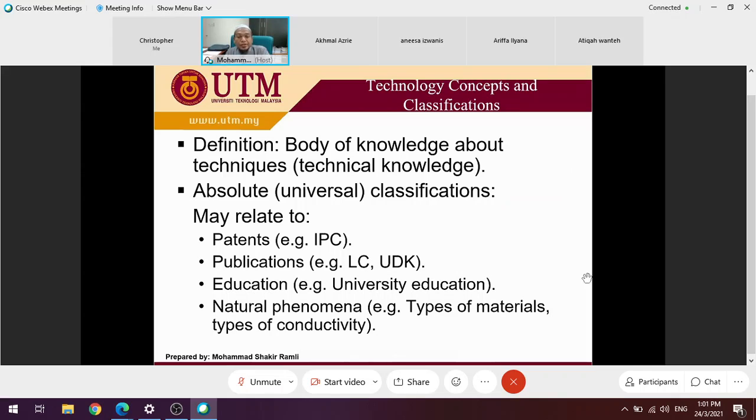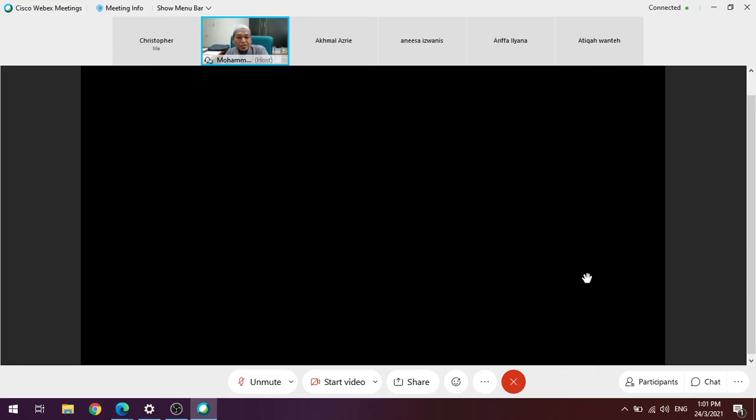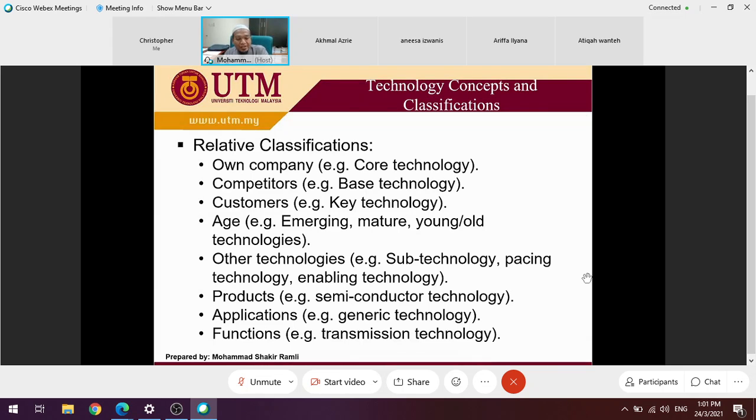Next, technology concept and classification. You have to read from the books. You are supposed to know it because you are supposed to have covered it in management of technology. If I have time, I will explain to you. The classification of technology and definitions of enabling technology, semiconductor, generic, key technology, emerging, mature, core. You have it in the book.